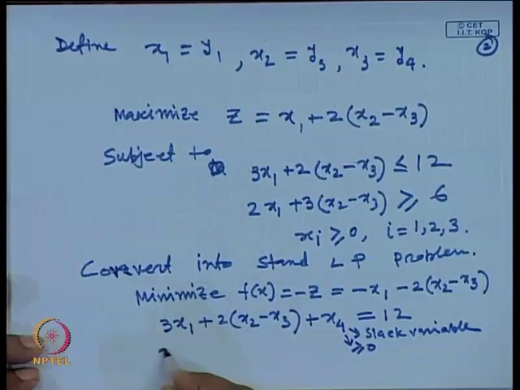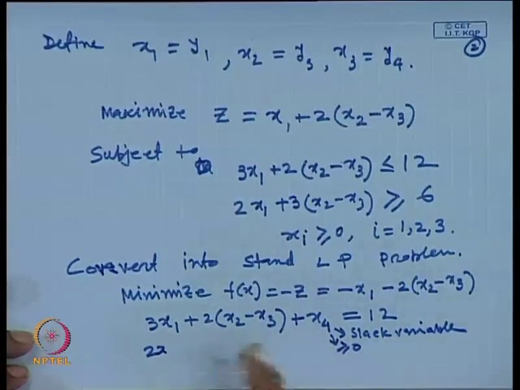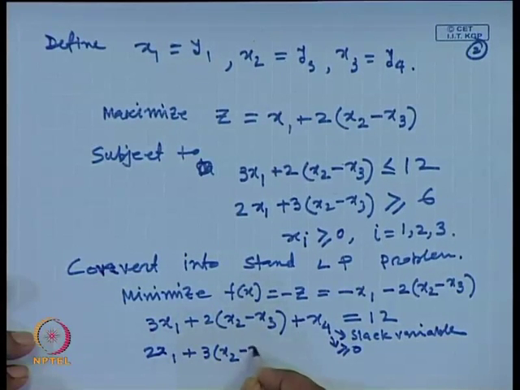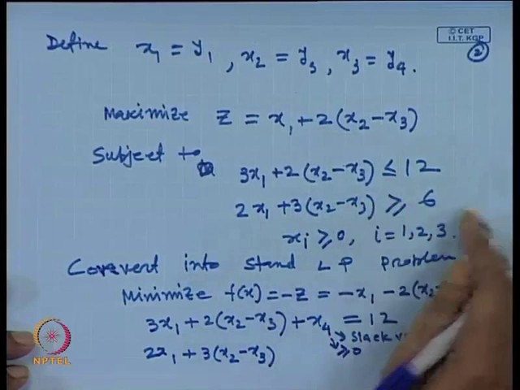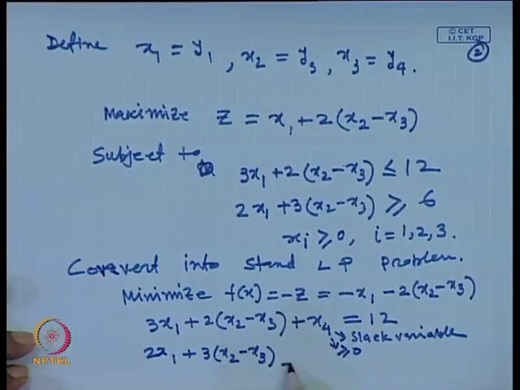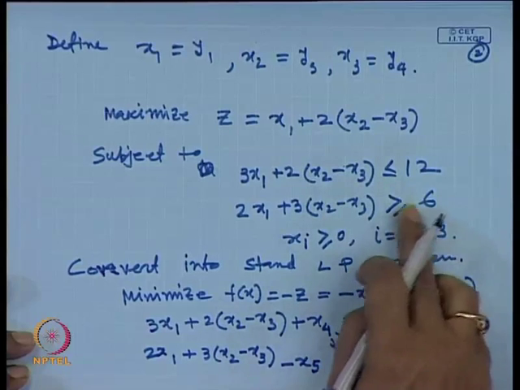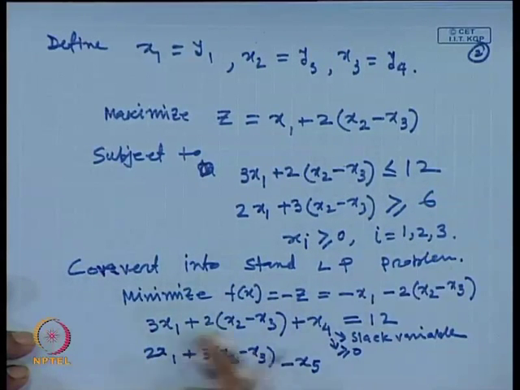The second equation, 2x1 plus 3x2 minus x3, is greater than or equal to, so something you have to subtract, some variable x5. Suppose you make x5 equal to that 6, then when you solve this equation, when x1, x2 is 0, the values are coming out negative. So that creates a problem while you are solving the LP problem.